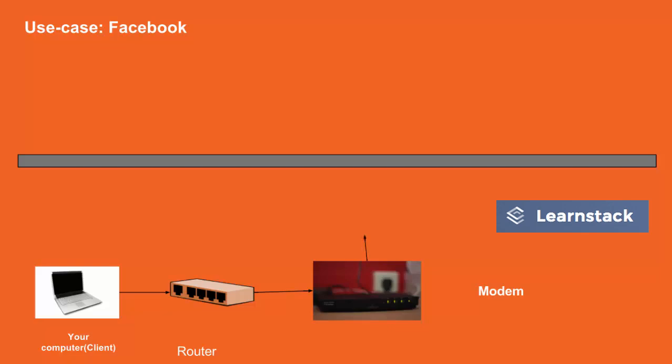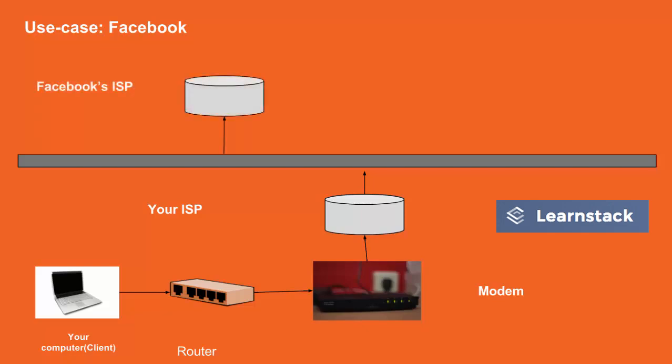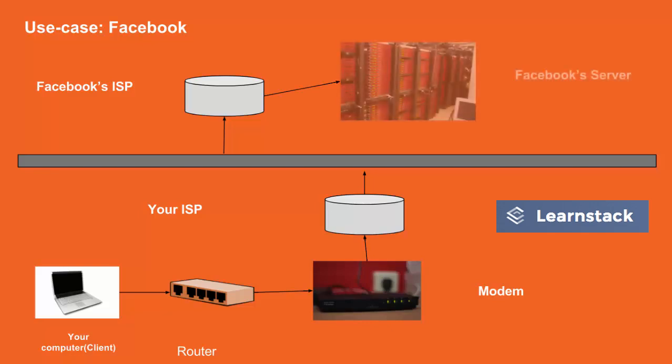The request from the modem goes to your ISP. ISP is your internet service provider. It can be City or Reliance Jio or Airtel. The ISP transfers your request to internet. From the internet, the request goes to the Facebook's internet service provider, and from there, the request finally reaches the Facebook server. This is how a typical internet request works.